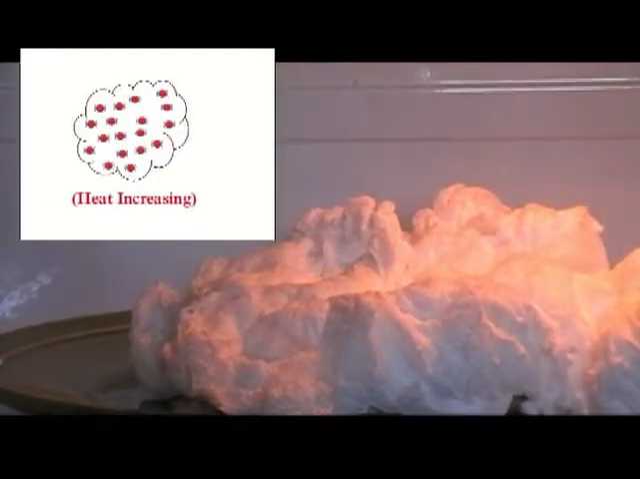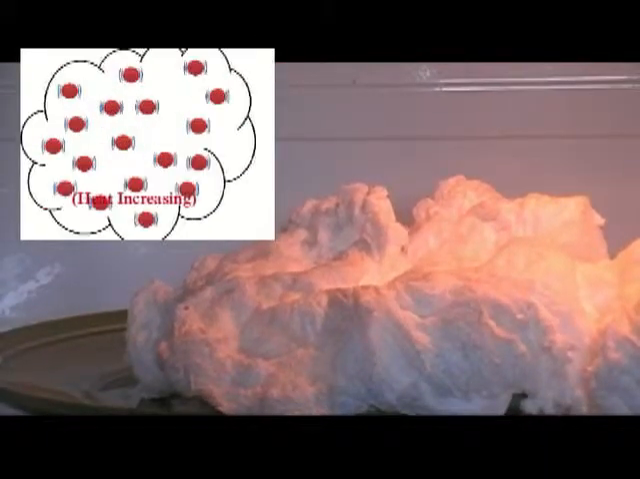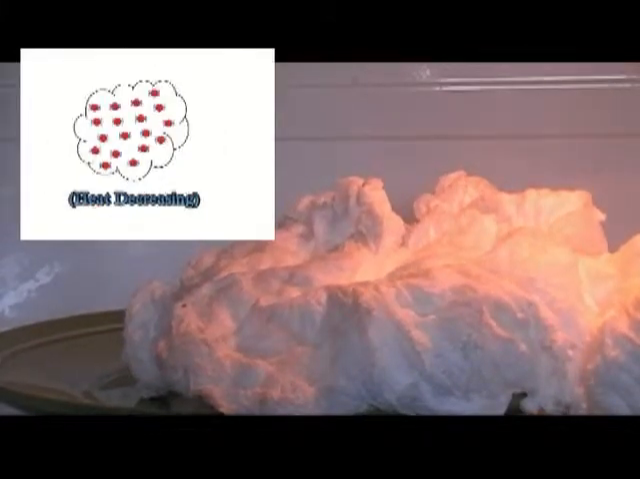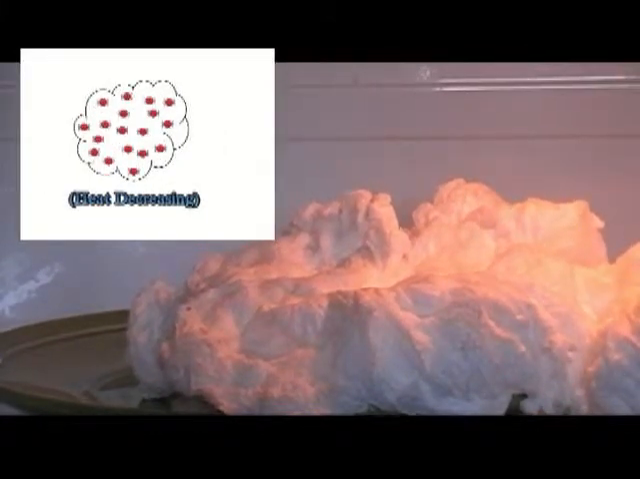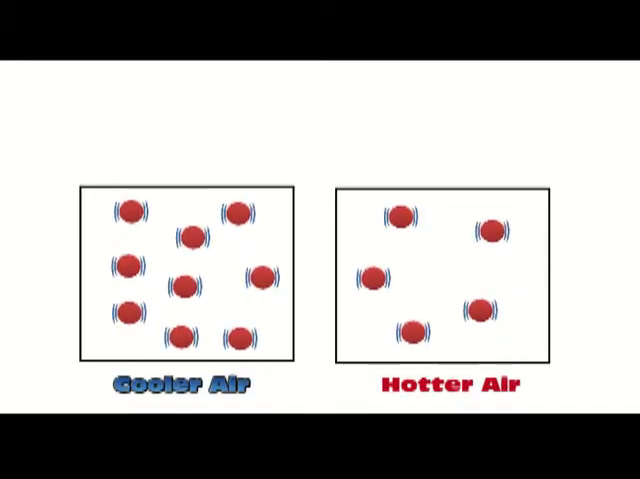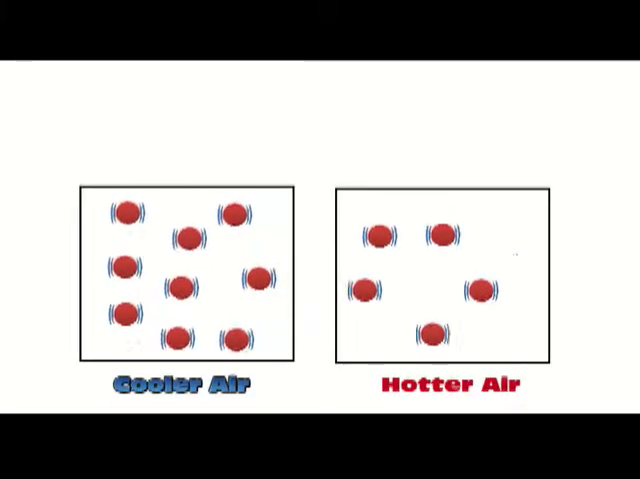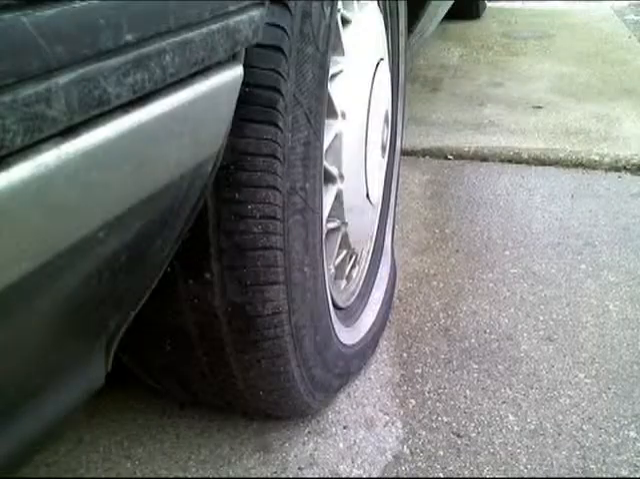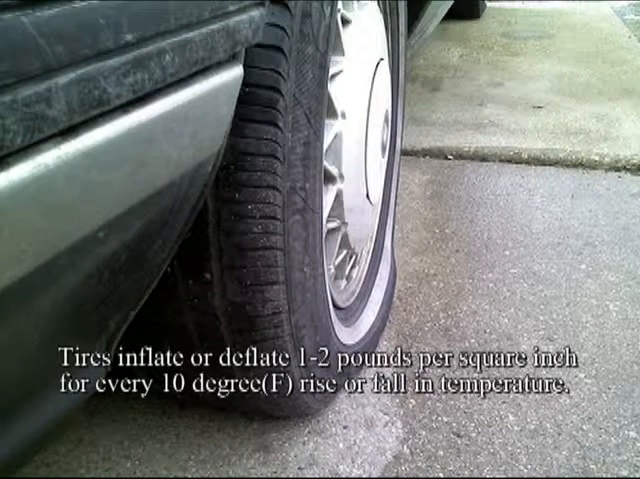The hotter a gas is, the more space it takes up. The colder a gas is, the less space it takes up. That's because the hotter a gas is, the faster its molecules are moving. It's why a basketball or a football or the tires on a car will gain or lose pressure depending on the temperature. In fact, air pressure in a tire typically goes up or down 1 to 2 pounds for every 10 degrees of temperature change.